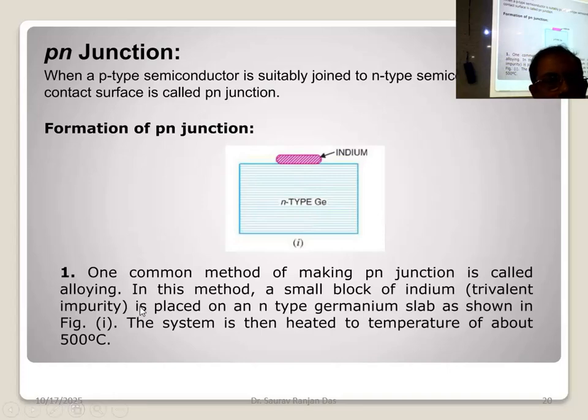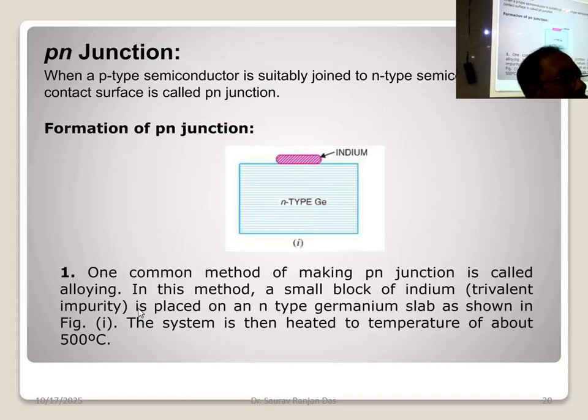So just read out that we take a small piece of indium on the surface of germanium, apply 500 degree temperature, then indium as well as germanium, some portion will melt. They mix together at this temperature, and then we get three things: indium, germanium mixture and pure germanium. So all the three things are there. Okay, so first you are making it.